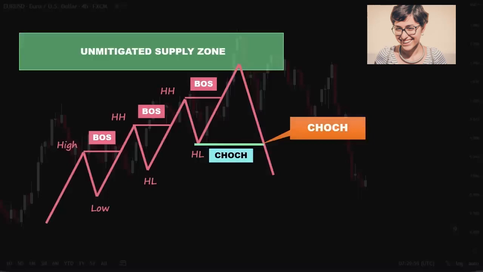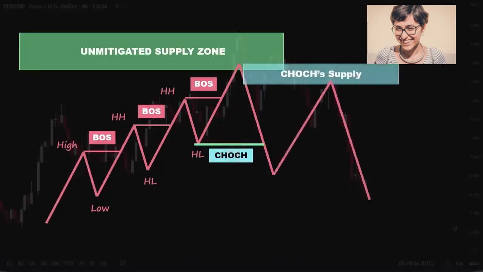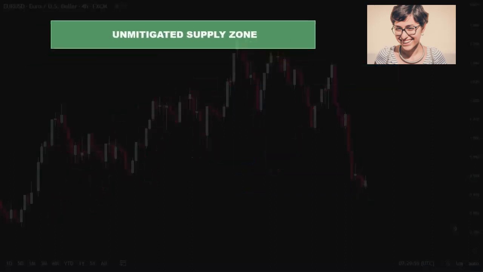However, if price did not mitigate the upper supply zone, we would have a structure like this. In this case, if price moves to the downside, it will be rejected when it reaches the unmitigated order block and will start a fresh impulsive wave to the upside instead of changing its initial direction.